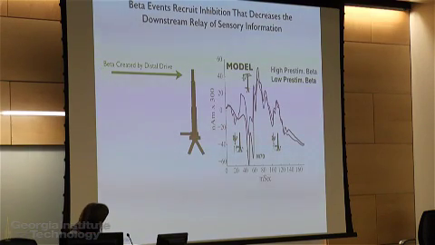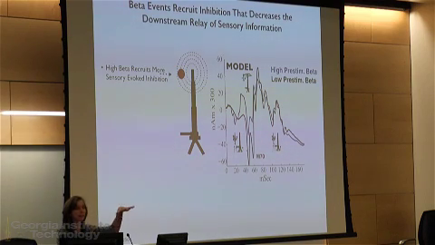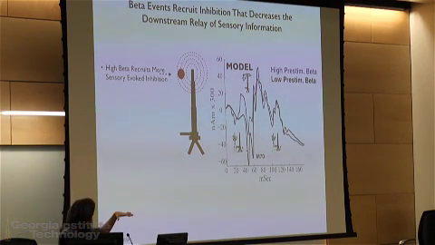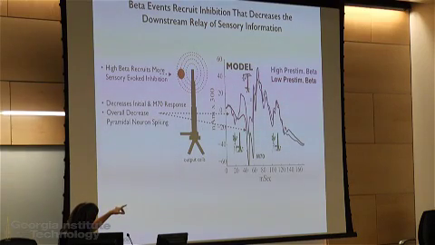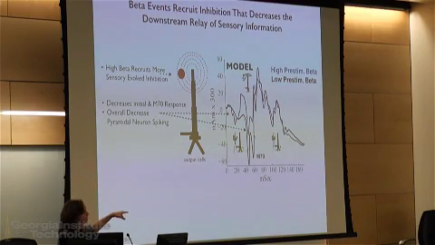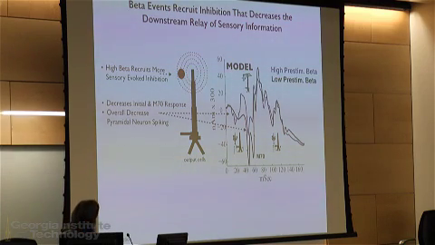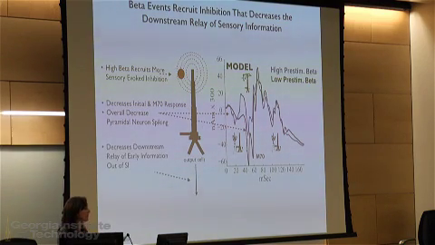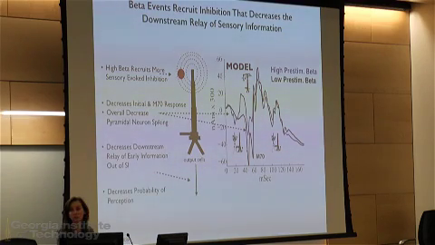Okay, so let me just recap what I'm saying here. Beta is created by strong distal drive. This distal drive recruits inhibitory neurons, gets their state set so that they're ready to go. When that feedback comes in, it decreases the initial response in this M70 feedback response, and you get overall less pyramidal neuron firing. If you get less pyramidal neuron firing, you get a decrease in relay of information out of S1 and a decreased probability of perception.